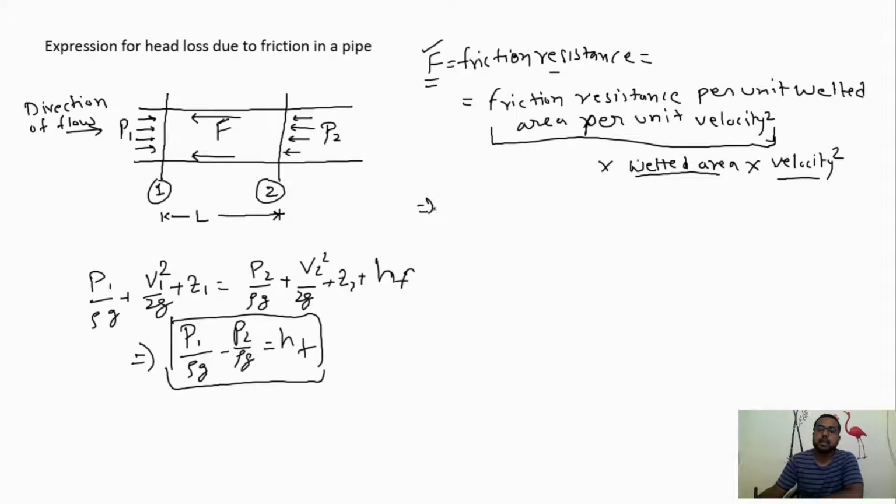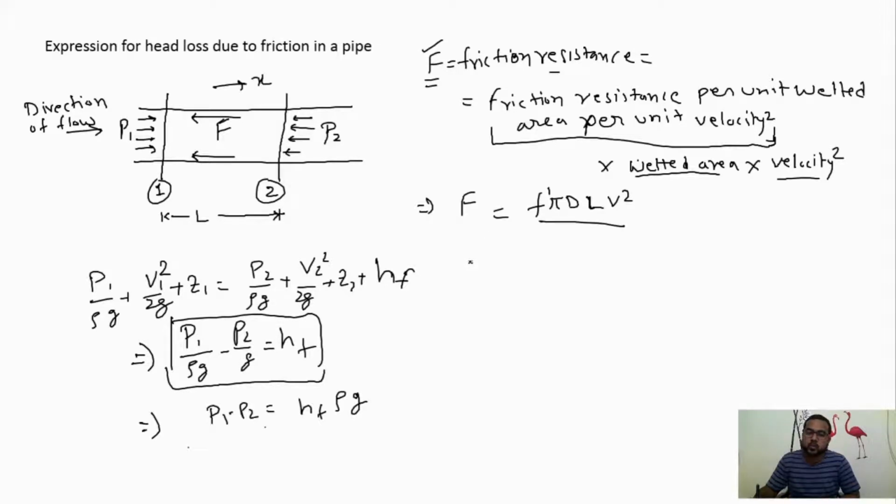So here we can see that F is equal to F dash times the wetted area. What would be the wetted area? That is the perimeter times length, that is pi d into L, and what is the velocity? V square. Now write the equation of motion between sections 1 and 2.